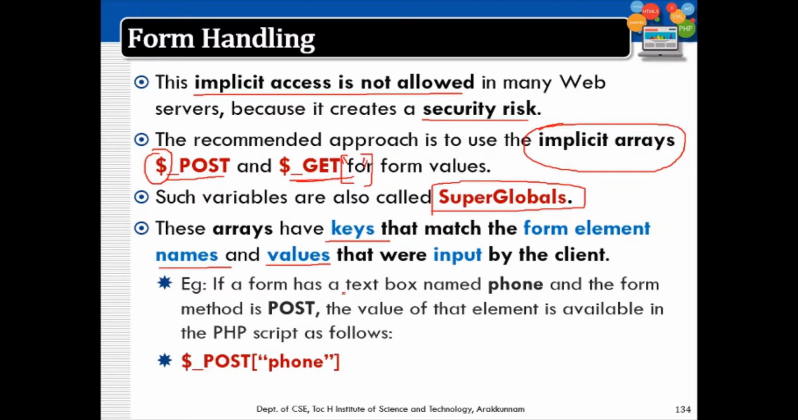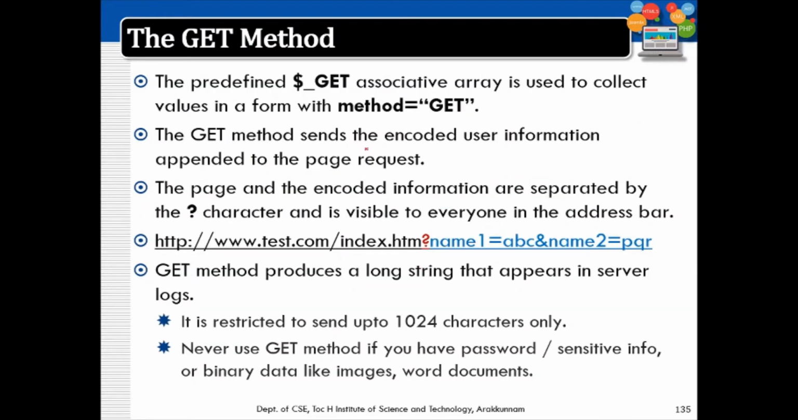Suppose you have a text box with the name phone, and the method is post. If you use a variable like this, $_POST, this is the name of the array as our method is post, and within the square brackets you can give the key value. The key is nothing but the name of the form element. So this will retrieve the entered phone number value. We will see more examples.